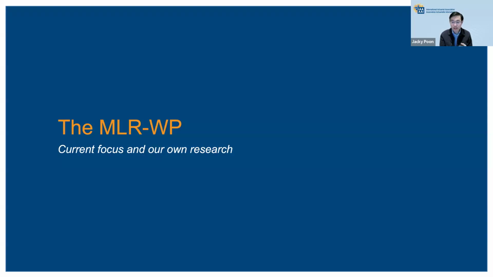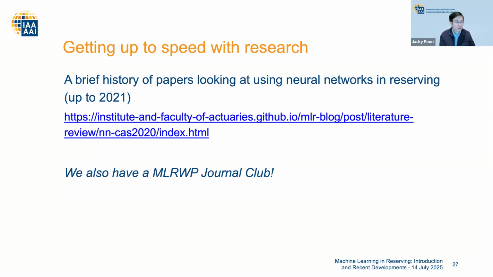And so now we move on to our current focus and some of our own research in the working party. If you want to get up to speed with research, there was an article that we put up on our blog, which goes up to 2021. It looks at a brief history of papers if you're more academically inclined. We also have a working party journal club where we read different papers and then discuss them, similar to a book club over a nice cup of coffee and sitting in front of the metaphorical fireplace, but mostly over Teams, to discuss these papers and what we think about them.